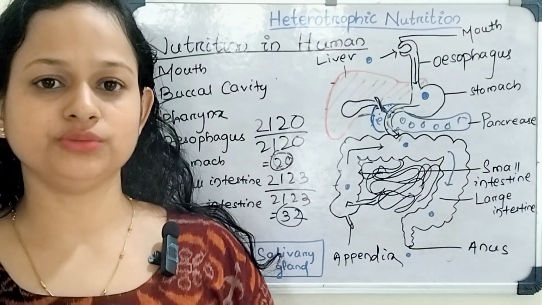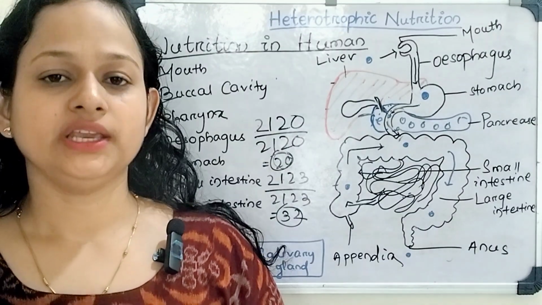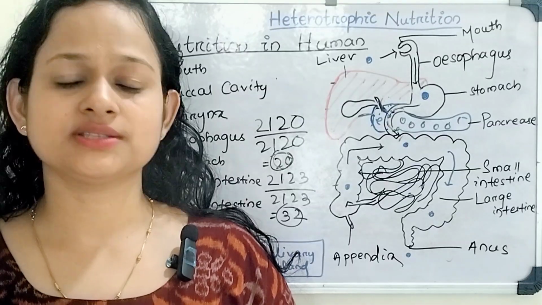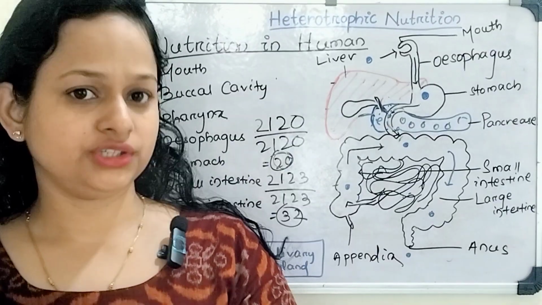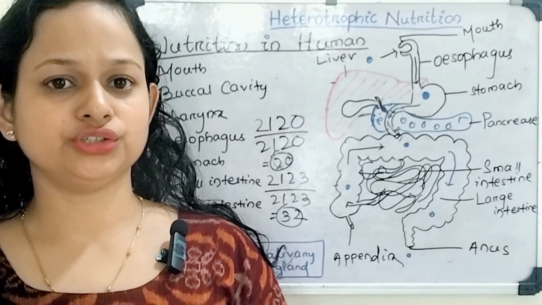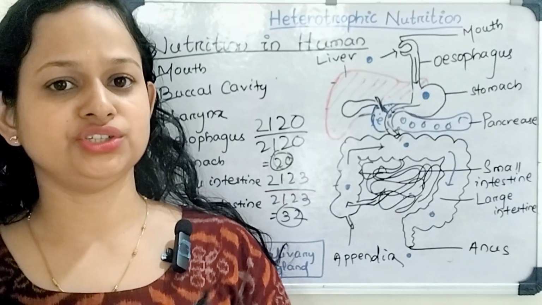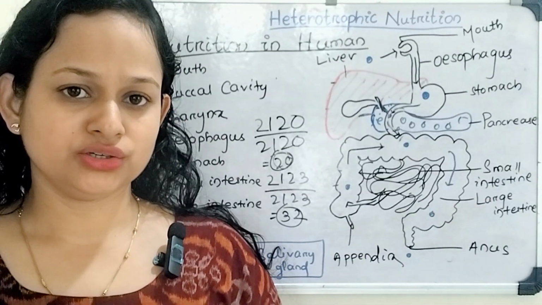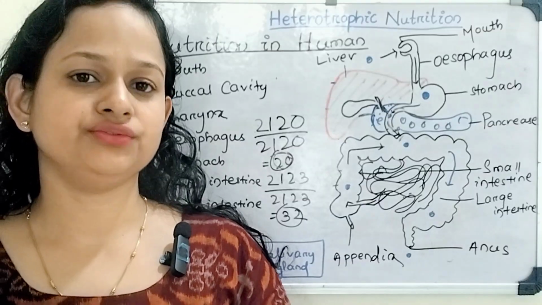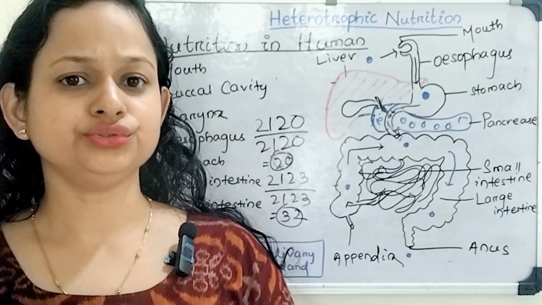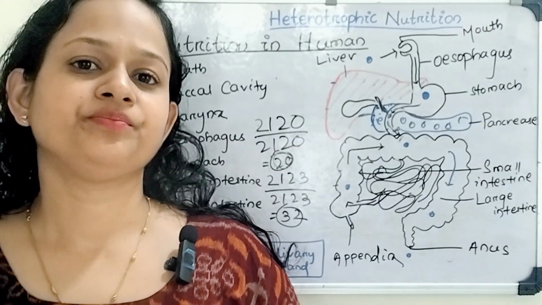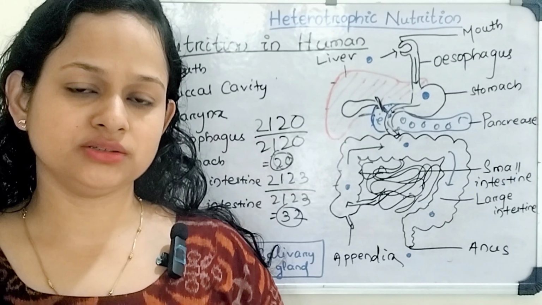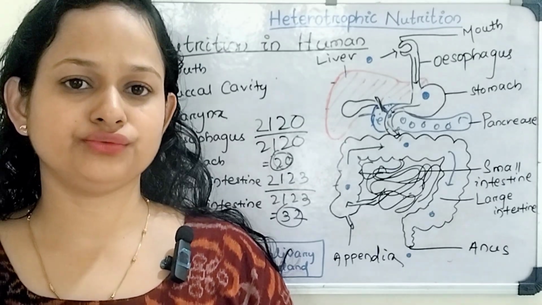So then comes the process of assimilation. In the assimilation process, as I have already said, the digested food is absorbed directly into the liver, and from the liver the food will assimilate to different body parts or to each cell.